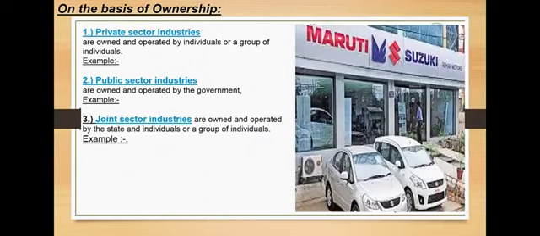And next one is joint sector. Joint sector means it is operated with the help of both individuals and government. For example, government aided schools, you have gone through, no? It belongs to both individual and government. Both have rights in the ownership of that particular industry. For example, Maruti Suzuki is a government company and also it is owned by some individuals. So it is called joint sector.